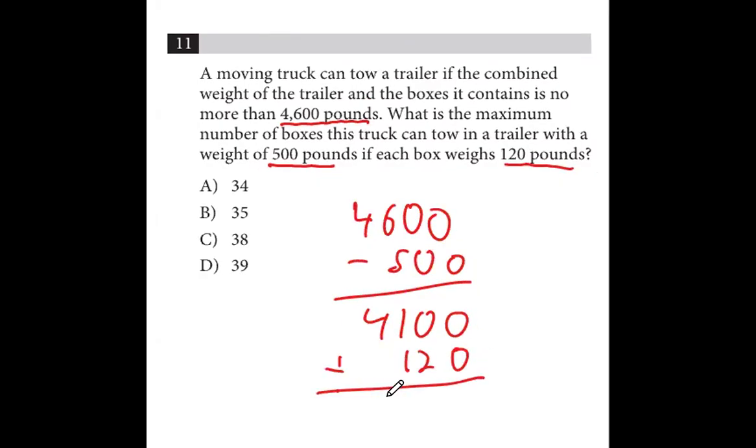This gets us 34.1666 repeating. And we're told to find the maximum number of boxes. So we would always have to round down because 35 boxes would always be over the limit. So in this case, the correct answer is A, 34.